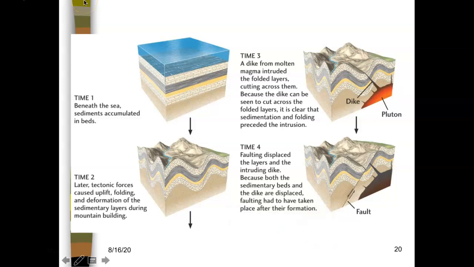All right, time number 1, these sediments are forming in an ocean basin. Always, those blue blocks mean water. So beneath the sea, sediments are accumulated in beds. Time 2, later tectonic forces cause uplift, folding, and deformation of the sedimentary layers during mountain building. So something acted upon these rocks to make them no longer horizontal.